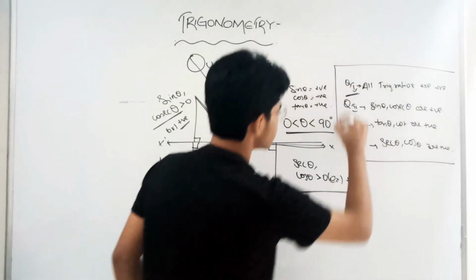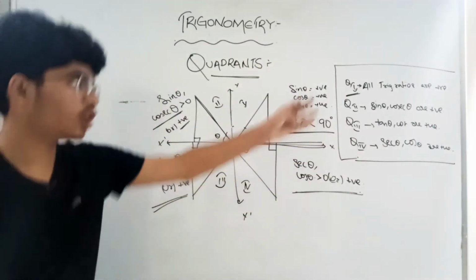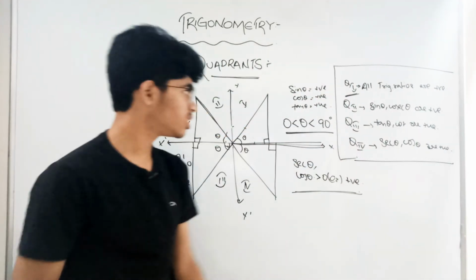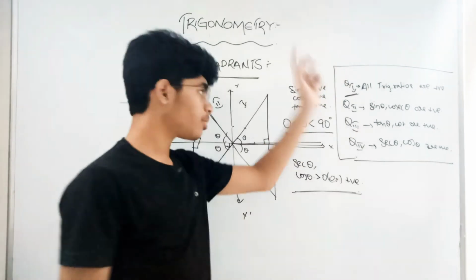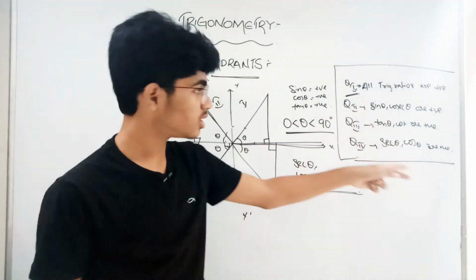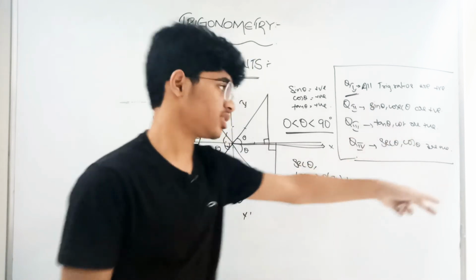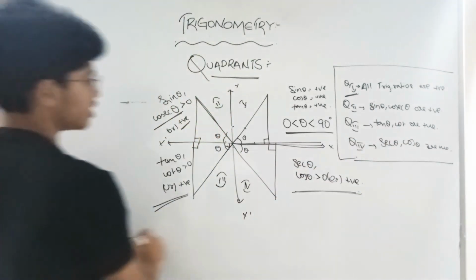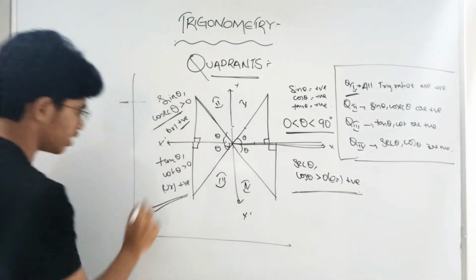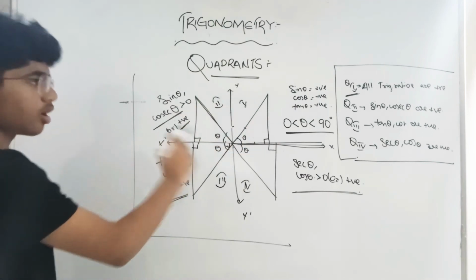So this is the thing with quadrants. In Q1, all trigonometric ratios are positive. Q2, sine and cosecant are positive. Q3, tan and cot are positive. And in Q4, secant and cos are positive. So yeah, this is the graph, right? We know that. Same quadrants.